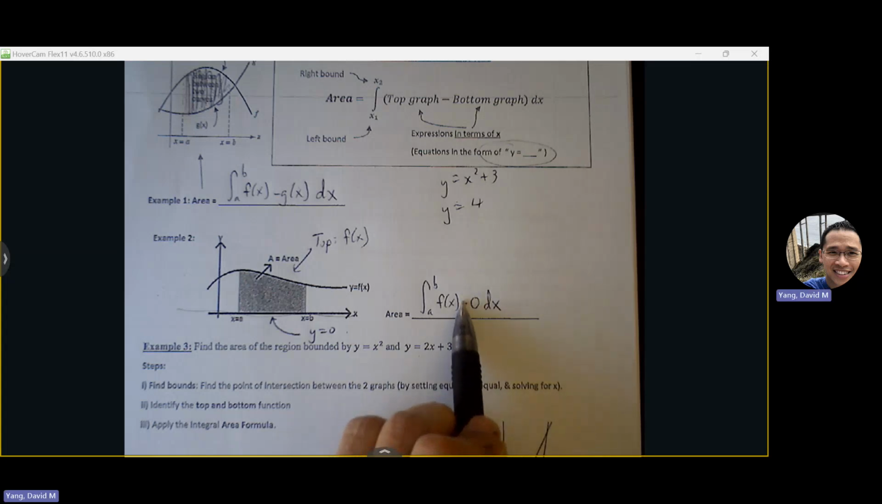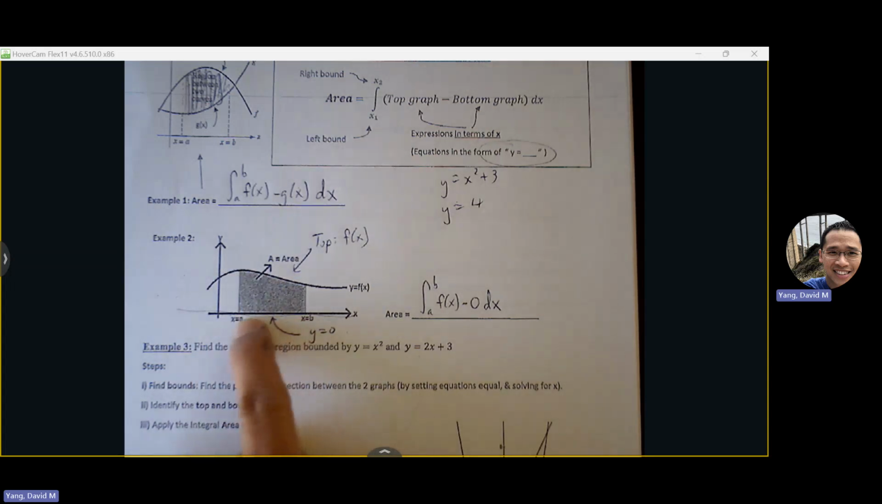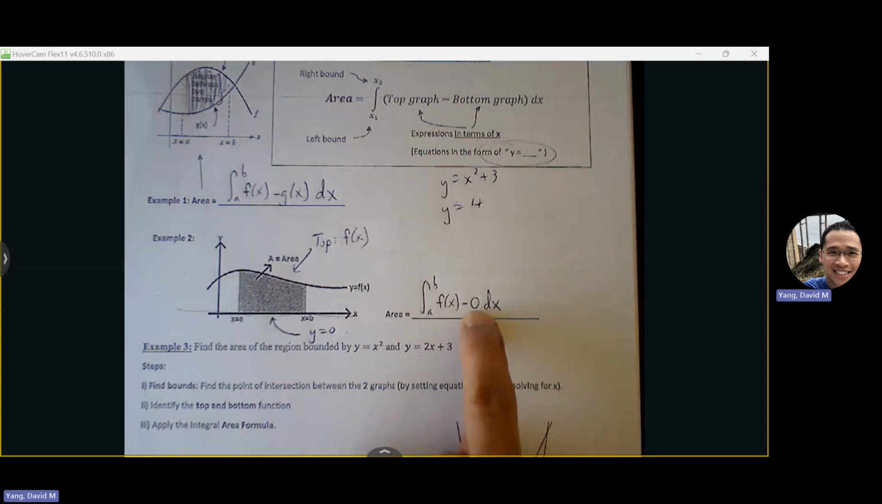Now, the 0 is going to drop out, and you're just left with the integral from A to B of f of x dx. We've always been doing minus 0. Okay? We've always been comparing with the x-axis, but we've always dropped it out because it's always 0, so 0 doesn't have to be there.